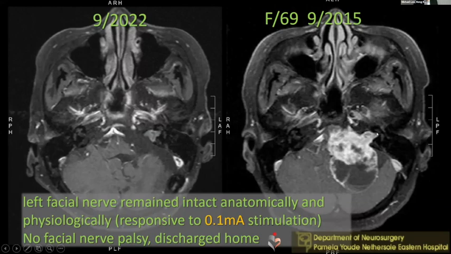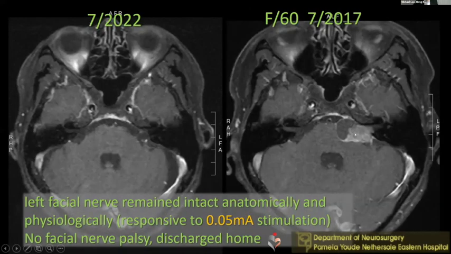we successfully preserve that anatomically and physiologically. For some, also no facial palsy and discharge home quickly. And for this smaller tumor, actually more compression on the brainstem, more stuck to the brainstem, we're still possible to do the IOM and then preserve the facial nerve function.